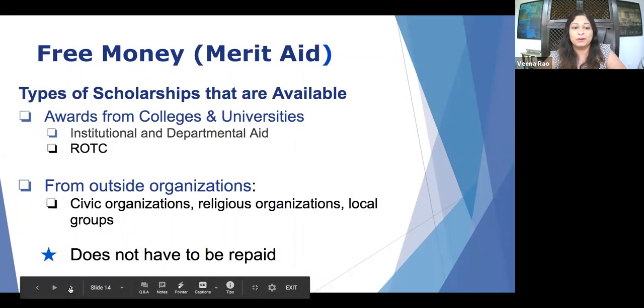So in terms of the free money, again, universities have money that they've set aside to grant for scholarships. And so it could be just a university award, and sometimes it ends up being specific departments at the university have award money as well that they want to hand out. So it could come in the form of scholarships in that way.